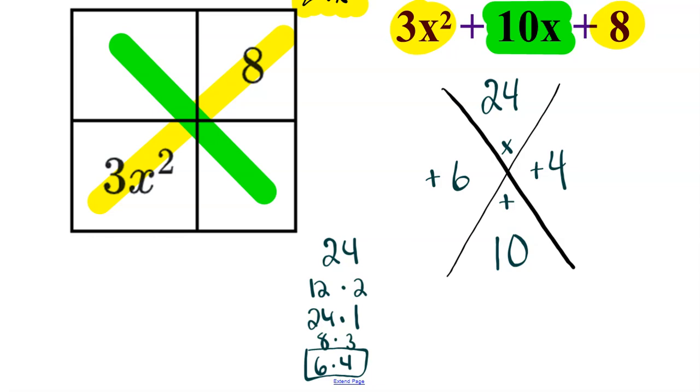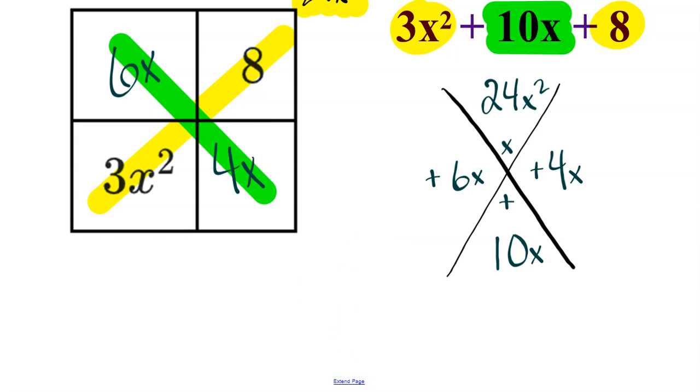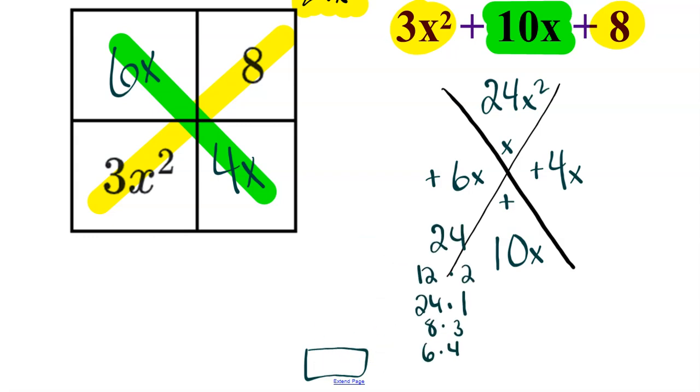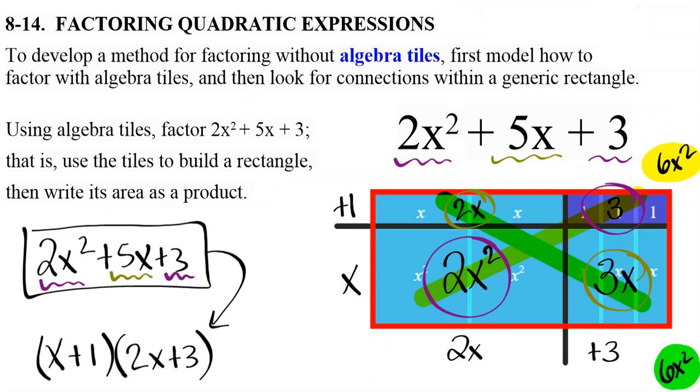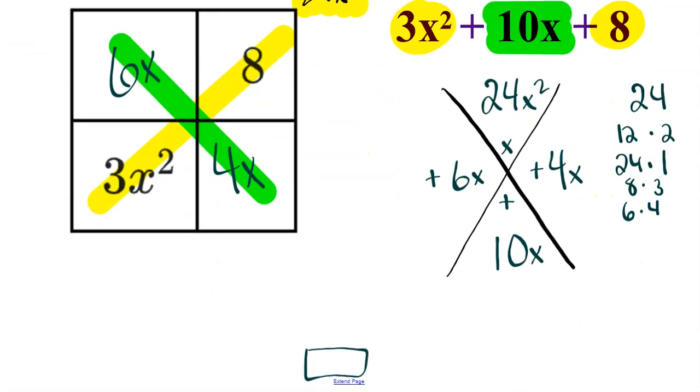It doesn't matter where we put these now, but we know this had an x and this had an x squared, so these both have to be x's. So we can just go 6x and 4x. There we go, 6 and 4. And that's how we got that.